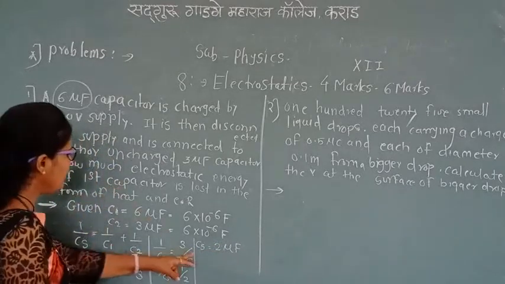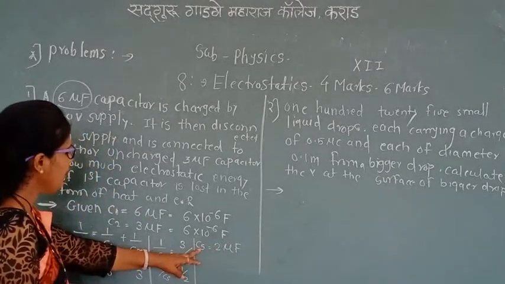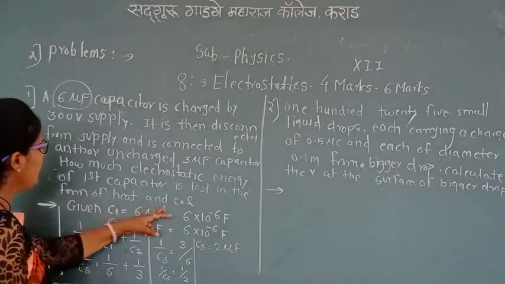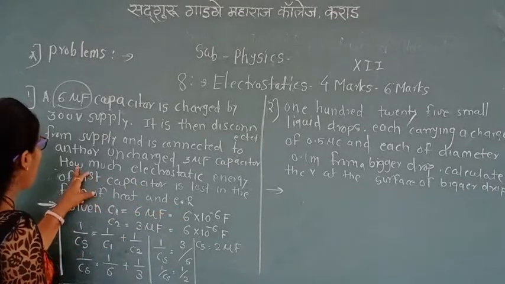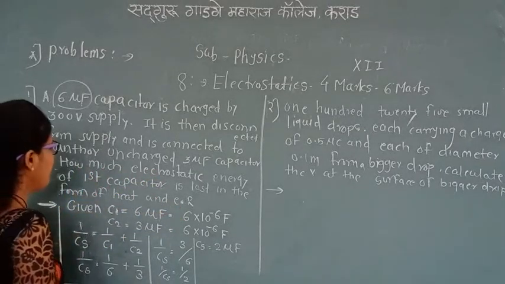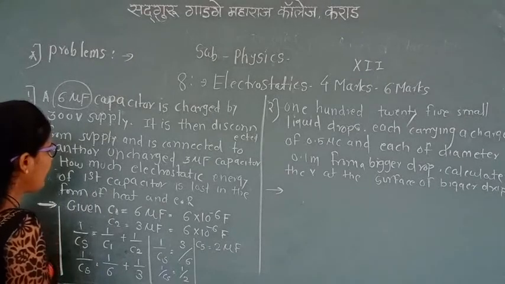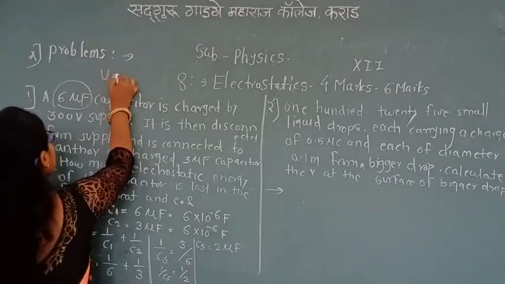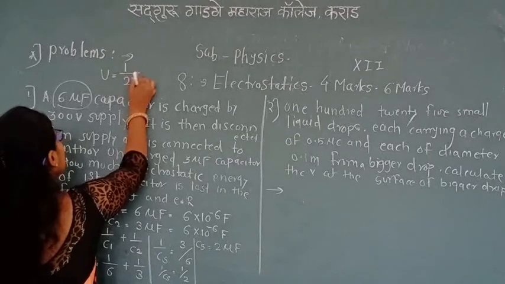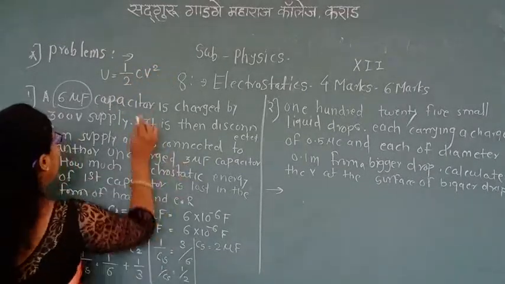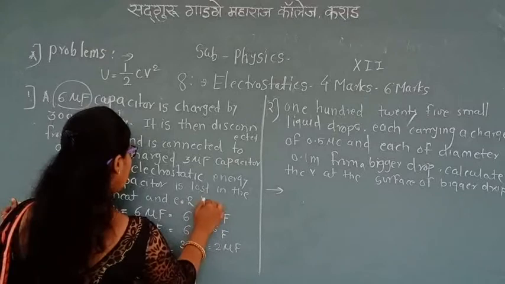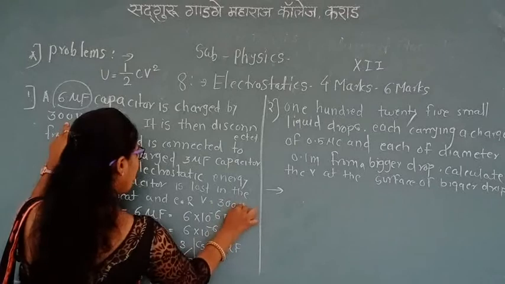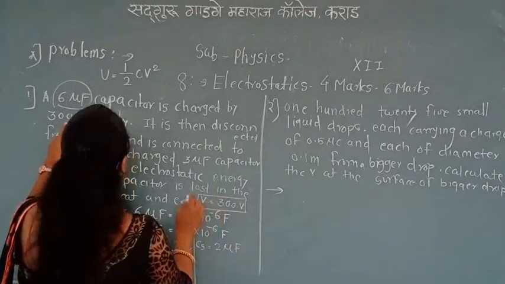First of all, we had to calculate the value of the capacitors connected in series. Now we have to calculate the energy lost as heat and electromagnetic radiation. How much electrostatic energy of the first capacitor is lost in the form of heat and electromagnetic radiation? The formula is U is equal to 1/2 CV square. Now V's value is also given here: V is equal to 300 volt, not 200, 300 volt.